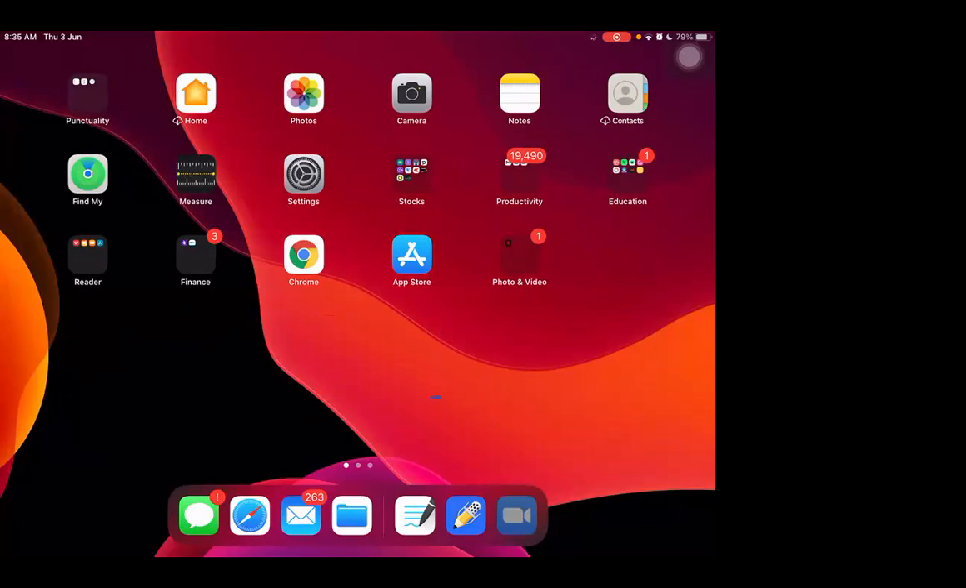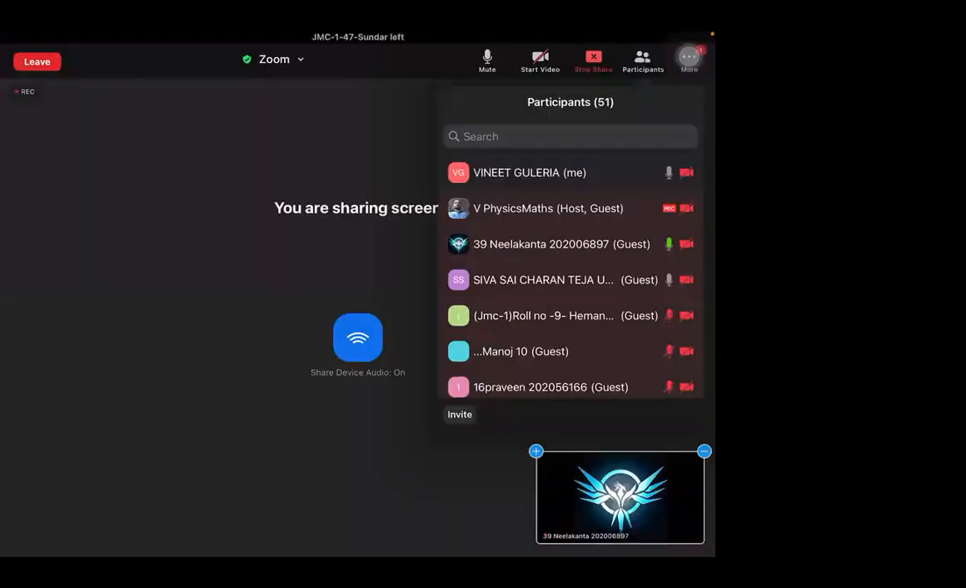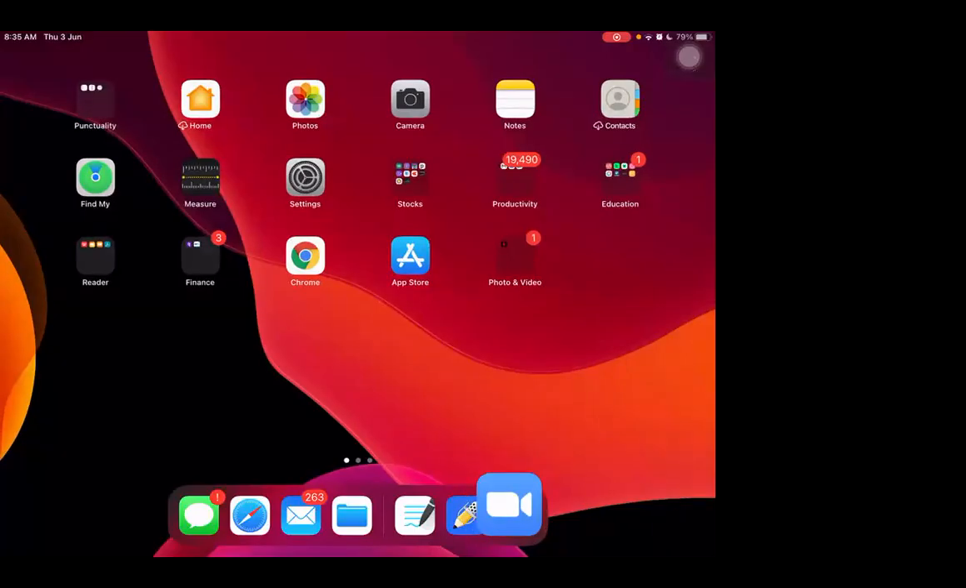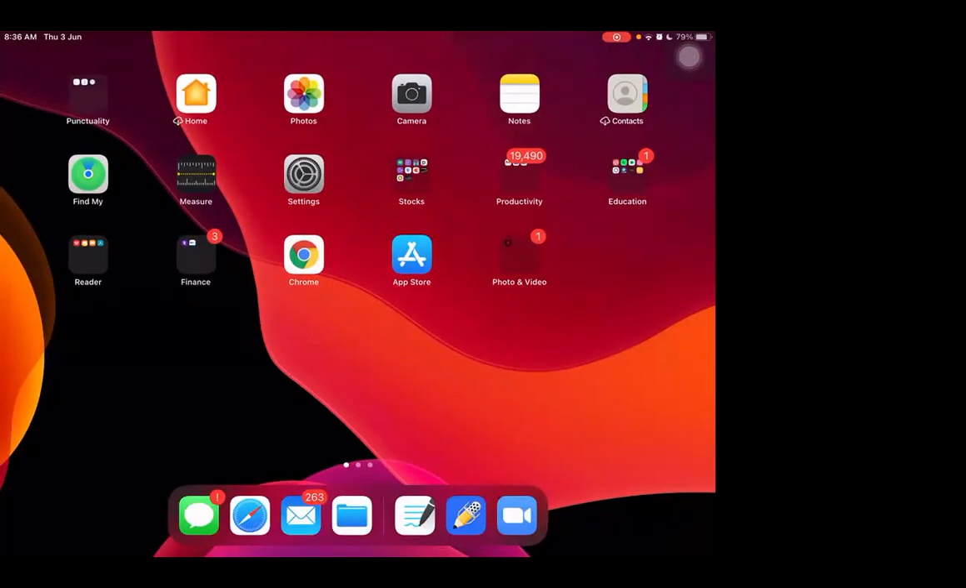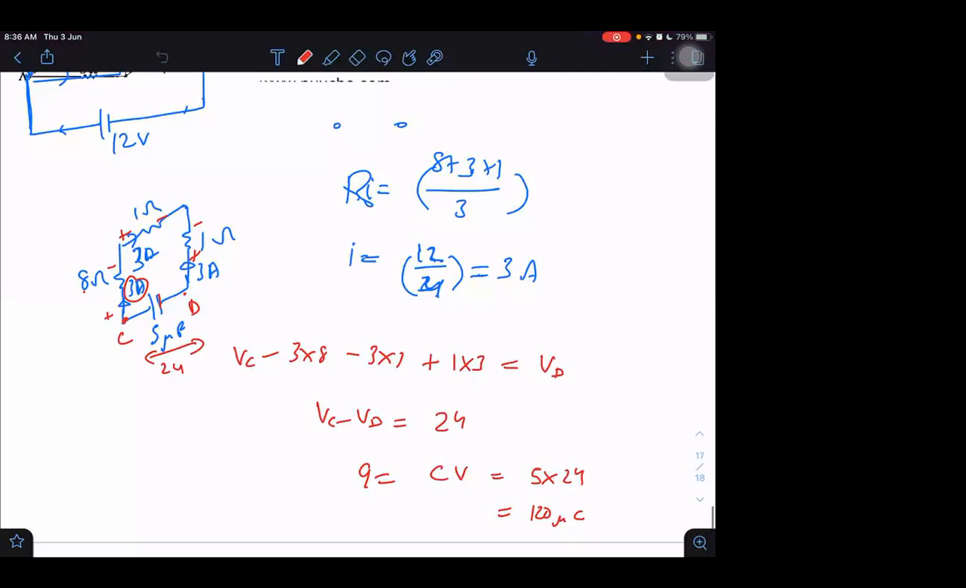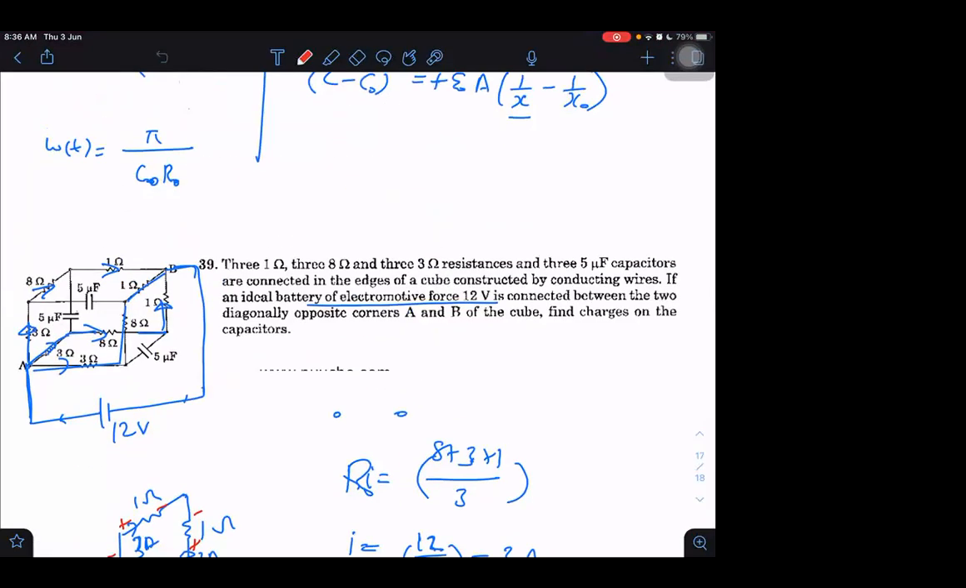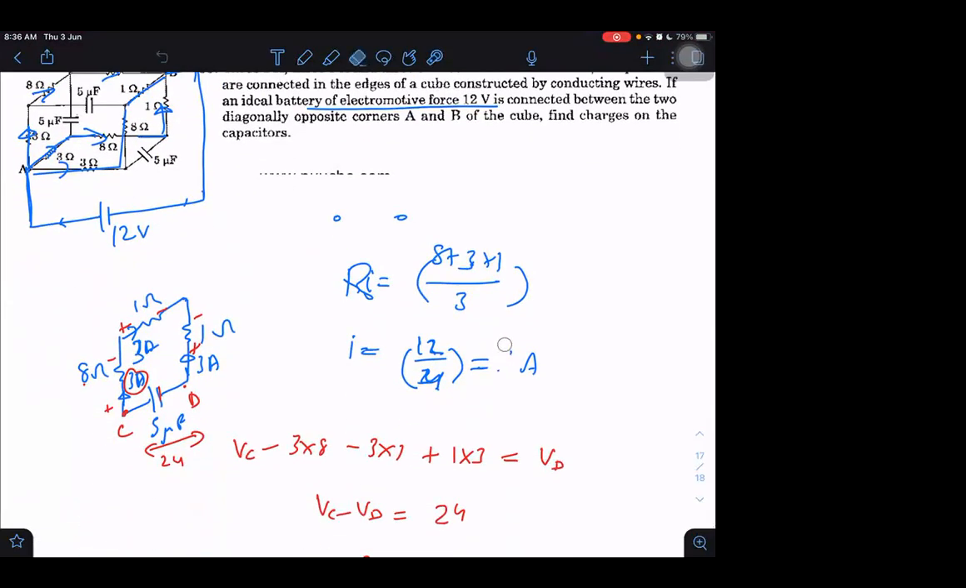Sir, in the previous problem, the current was 3, right, sir? Wait a second. The 3 amperes will divide into 1 ampere, 1 ampere, 1 ampere, I by 3 each. Sorry, this 3 ampere is wrong here. It will be 1 ampere.